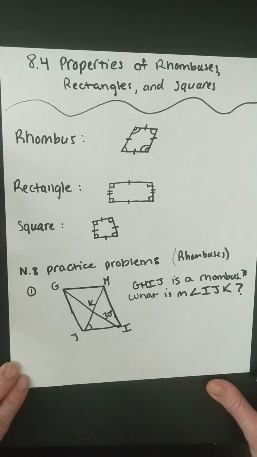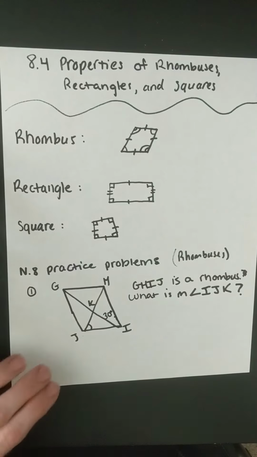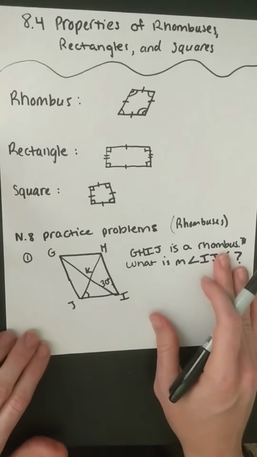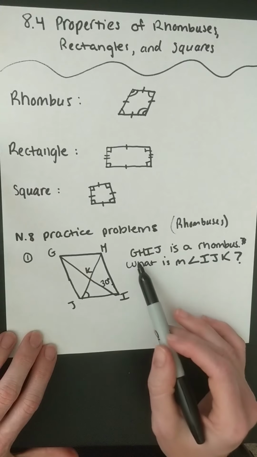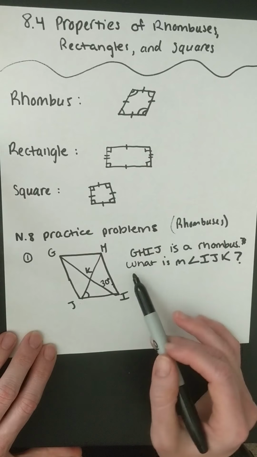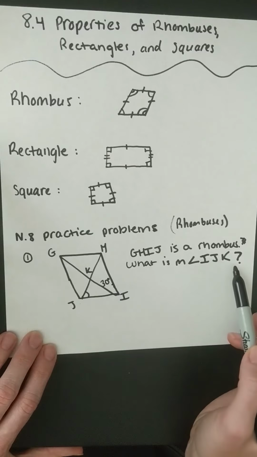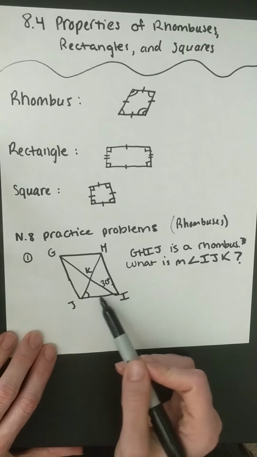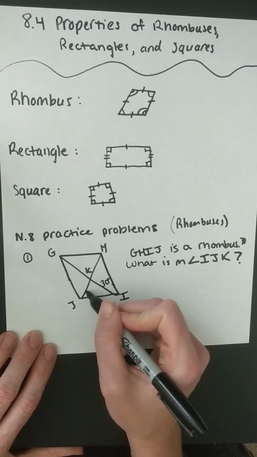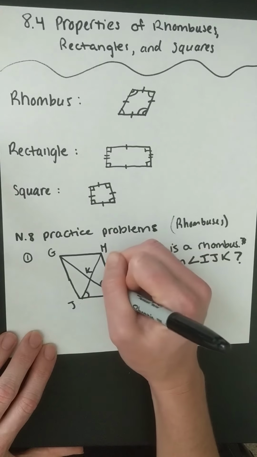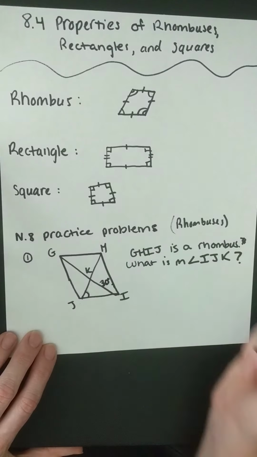So we're going to go ahead and start on our first practice problem. So this reads, GHIJ is a rhombus. What is angle IJK? So we're solving for I to J to K, so this angle right here. It tells us this one here is 30.